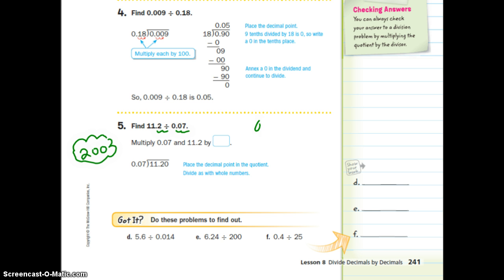So I go 0.07, 112, 12, put it up here, 7 goes there 1 time, that's 7, that's a 42, that's 6. All right, so we get 160. So I guessed 200, we got 160. Not bad for my estimate. So it's your turn now. Do the problems, come back, and we'll check our answers.